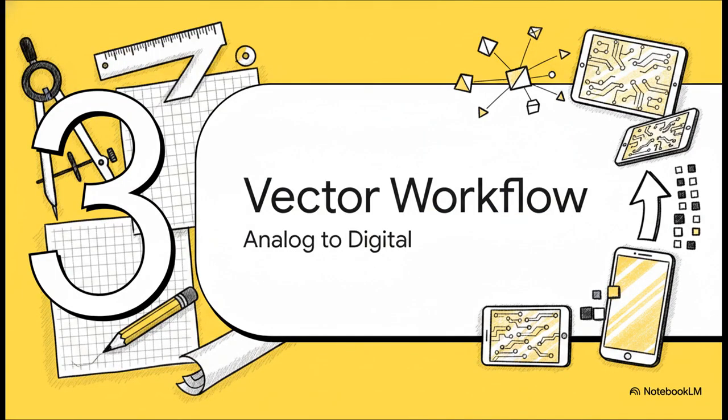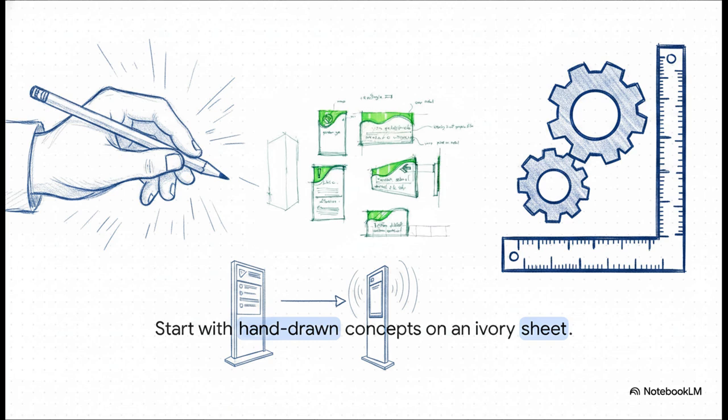All right, let's jump straight into Section 3, the vector workflow. Pretty much every great digital design has really humble analog beginnings. The brief states that students have to start with their hand-drawn concepts from a previous task, which were originally sketched out on an ivory sheet. These rough exploratory sketches are exactly where the raw, messy problem-solving actually happens. But obviously, in the real world of professional signage, a pencil sketch just isn't going to cut it. It has to be scalable, precise, and infinitely reproducible.